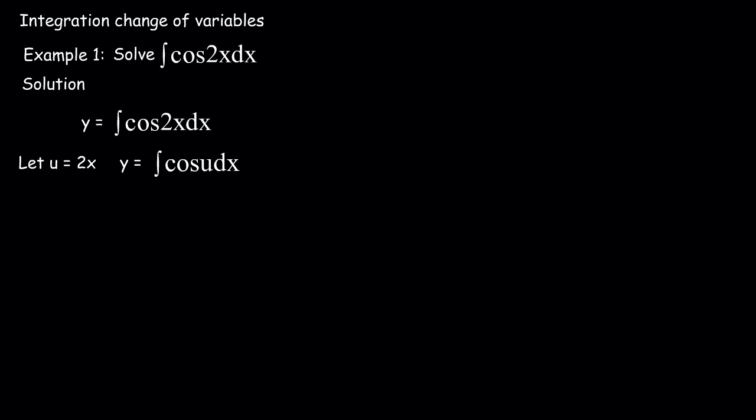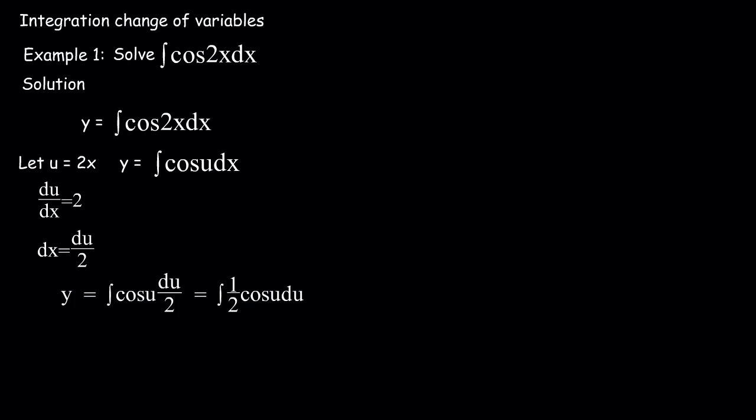So to get that, we'll find du over ds. Du over ds will be equal to 2. Then we'll make ds the subject of the formula by multiplying. Ds will be equal to du over 2. Now we can substitute ds equal to du over 2 in our equation that says y equals the integral of cos u ds. Substituting, y will be equal to the integral of cos u times du over 2, which you can simplify to the integral of 1 over 2 cos u du.